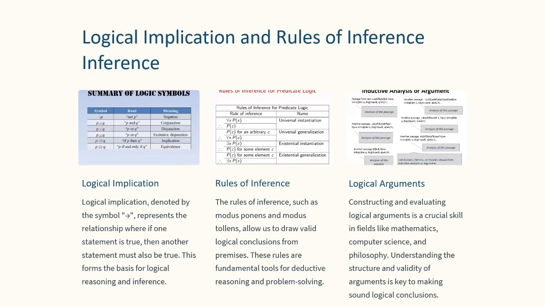Some of the logical implications and rules of inference. Logical implication, denoted by the symbol implies or tends to, represents the relationship where if one statement is true, then the other statement must also be true. This forms the basis for logical reasoning and inference. Rules of inference, such as modus ponens and modus tollens, allow us to draw valid logical conclusions from premises. These rules are fundamental tools for deductive reasoning and problem solving.